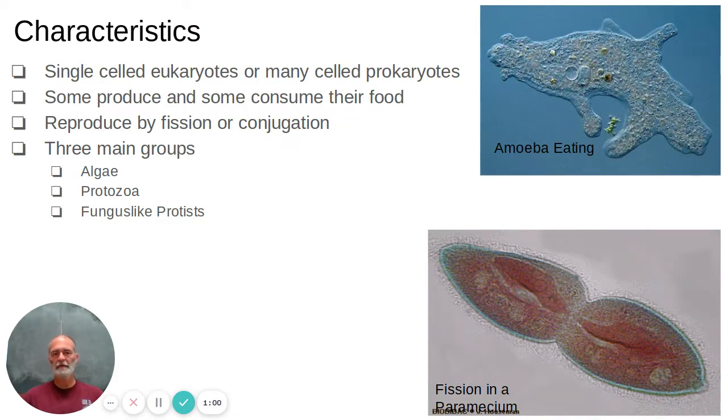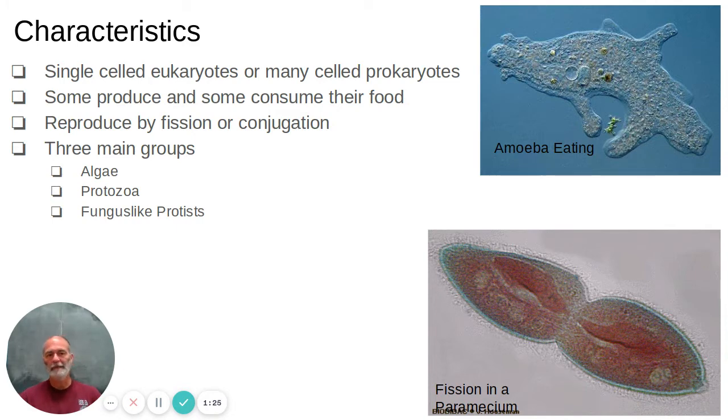Here are some of the main characteristics of protists. First of all, they are either single-celled eukaryotes (a cell with a nucleus is a eukaryote), or many-celled prokaryotes, and one without a nucleus is a prokaryote. So if they are many-celled, they don't have a nucleus. If they are single-celled, they do have a nucleus.